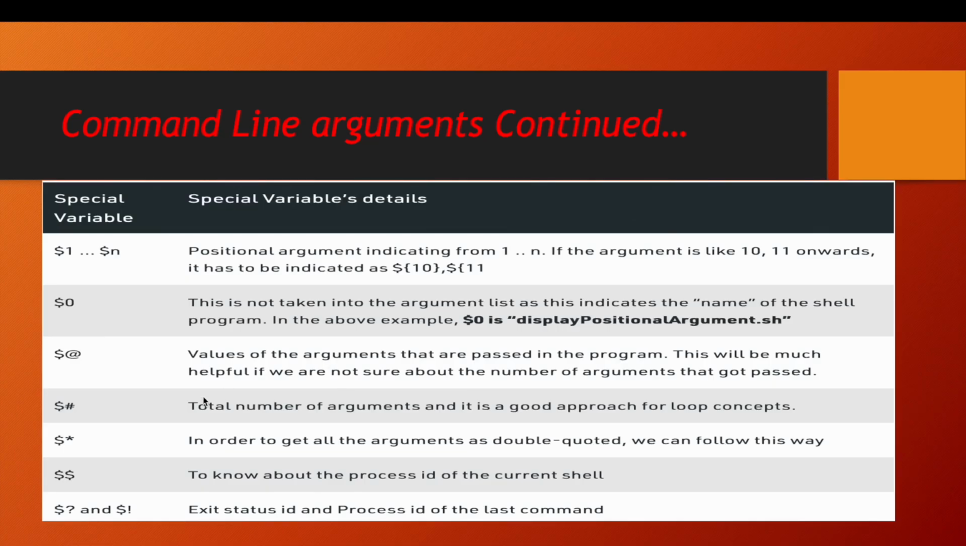Now apart from that, you have one parameter that is $@. What is this $@? It holds the values of the arguments that are passed in the program. This will be very helpful if we are not sure about the number of arguments that got passed. Suppose you want to use a for loop, and you don't know how many arguments you are going to pass. Like I want to install 20 software or 10 software or 5 software at a time. So if I don't know, in the for loop we can pass $@.